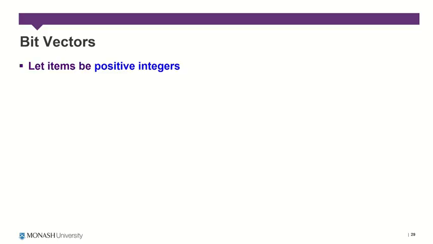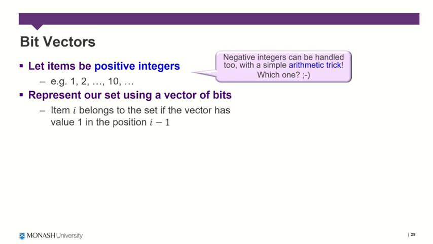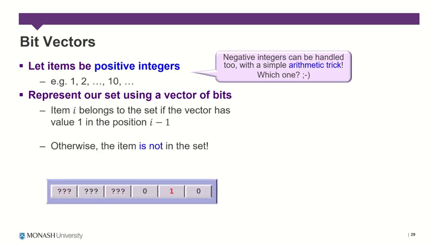Firstly, we're going to let items be positive integers, for example 1, 2, 3, etc. We could handle negative integers as well, although we'd need to do some arithmetic to do that. We're going to represent our set using a vector of bits. Item I belongs to the set if the vector has value 1 in position I minus 1. Otherwise, the item is not in the set.